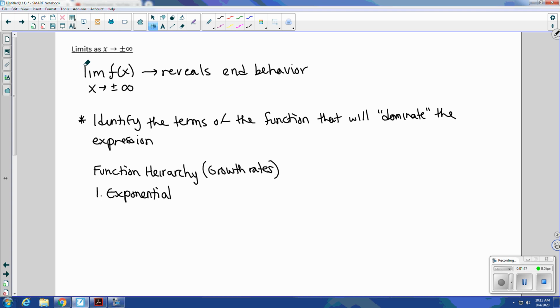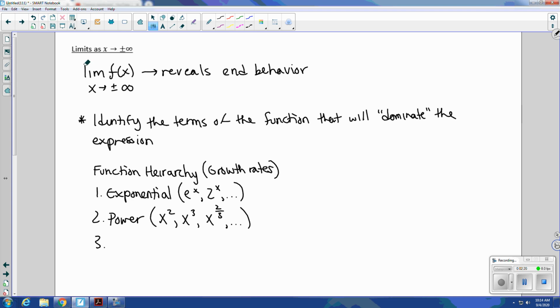Some examples of exponentials are e to the x, 2 to the x, and so on. For the next in the hierarchy, we're going to look at power functions. Power functions are variables raised to some numeric power. So we could have x squared, x to the third, x to the 2/3, and so on and so forth.